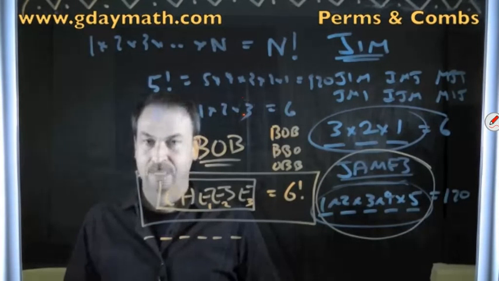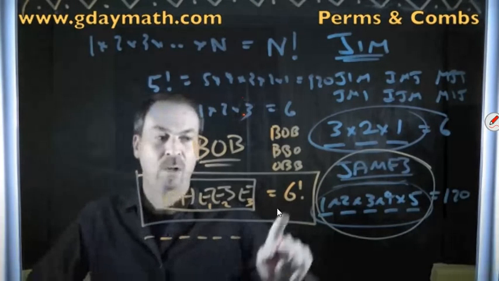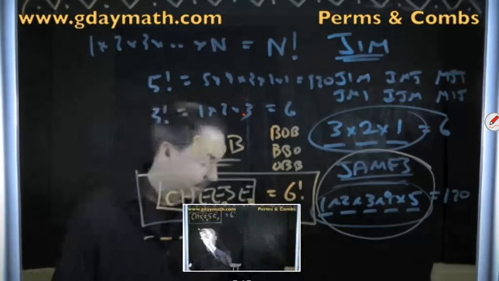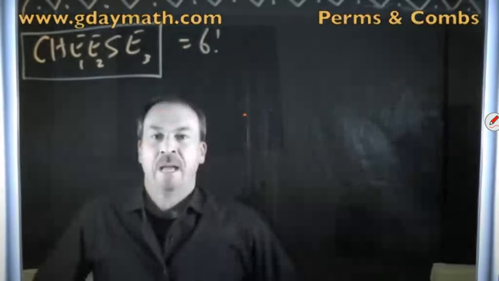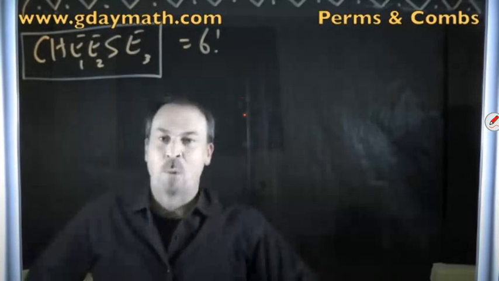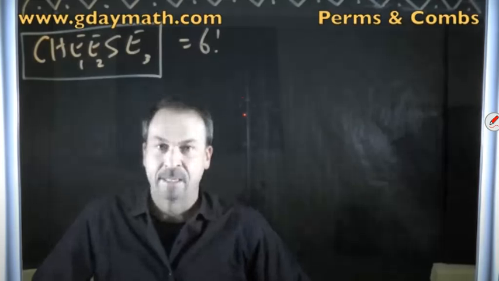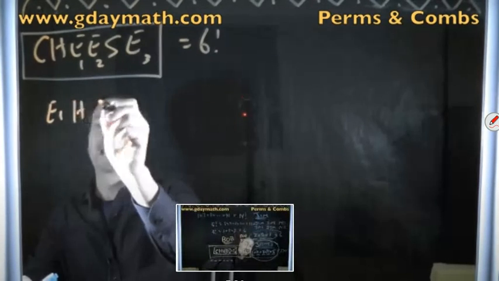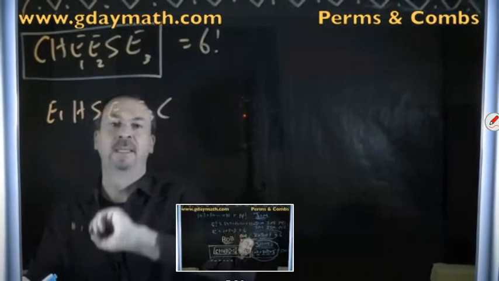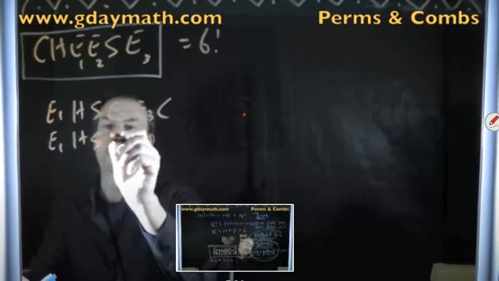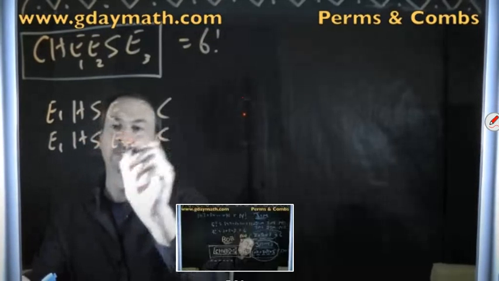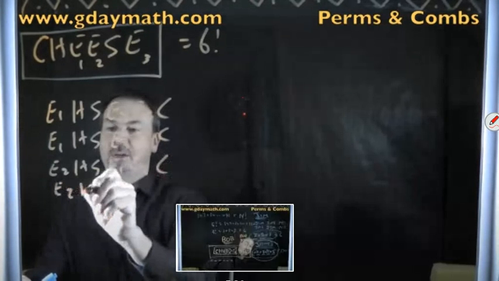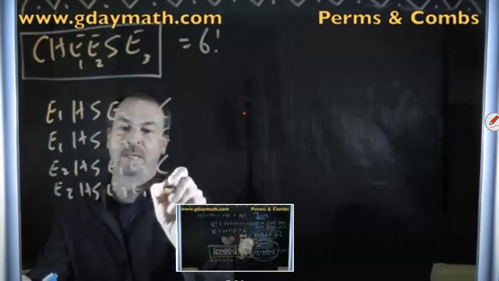So what I'm going to do is be a little sneaky. I'm going to actually start listing all 720 ways of doing this. Let me clear the board. Let me list all 720 ways to rearrange the letters of the word CHEESE, assuming those E's are distinct. Here goes. One way could be E1, H, S, E2, E3, C. E1, H, S, E3, E2, C. E2, H, S, E1, E3, C. E2, H, S, E3, E1, C.